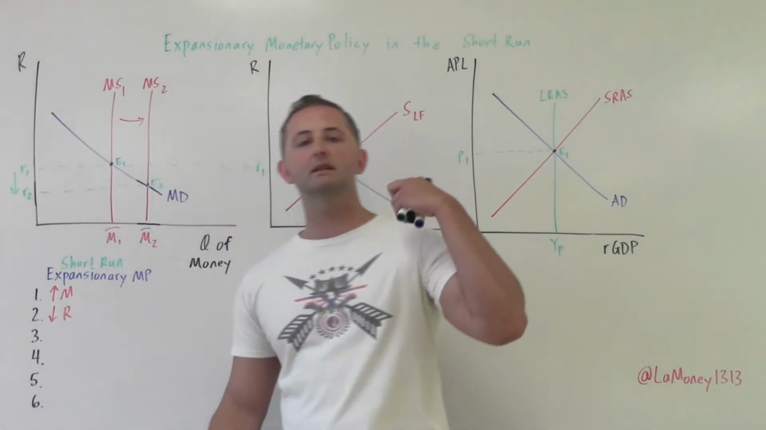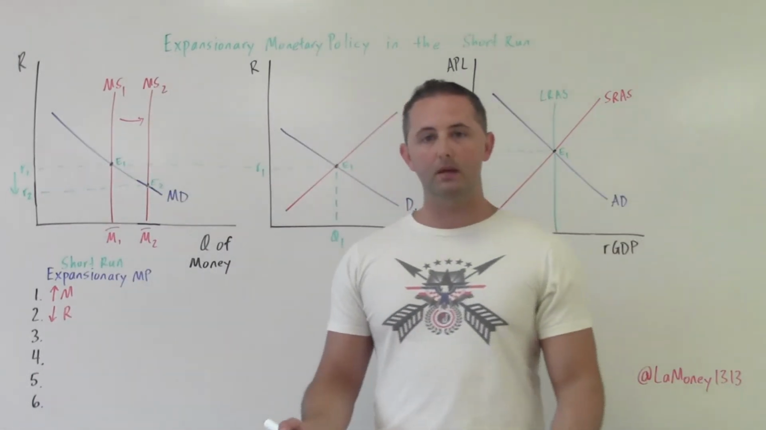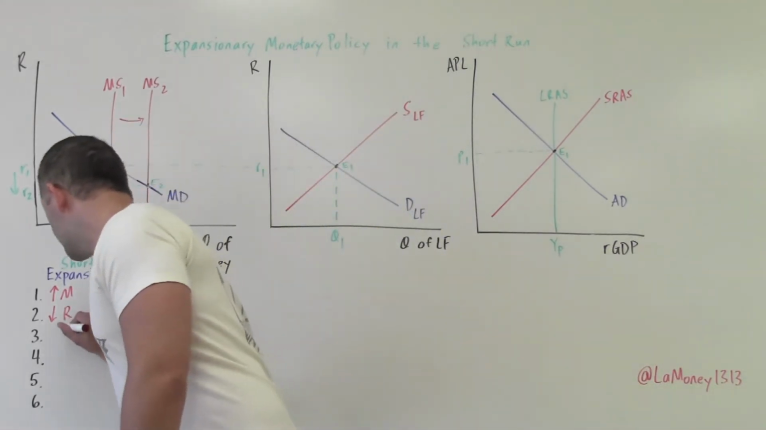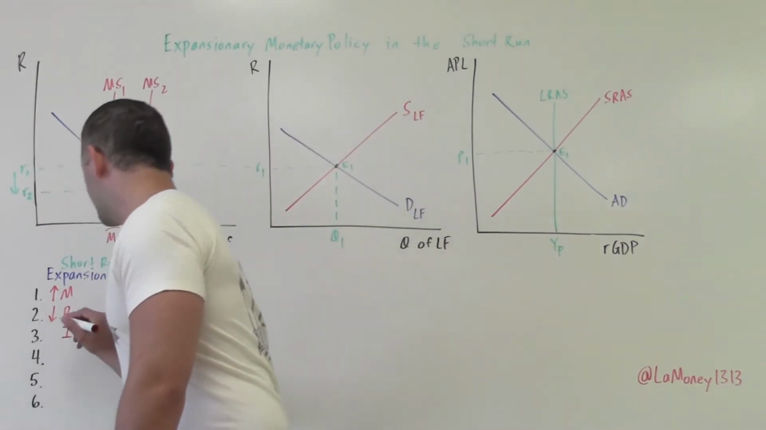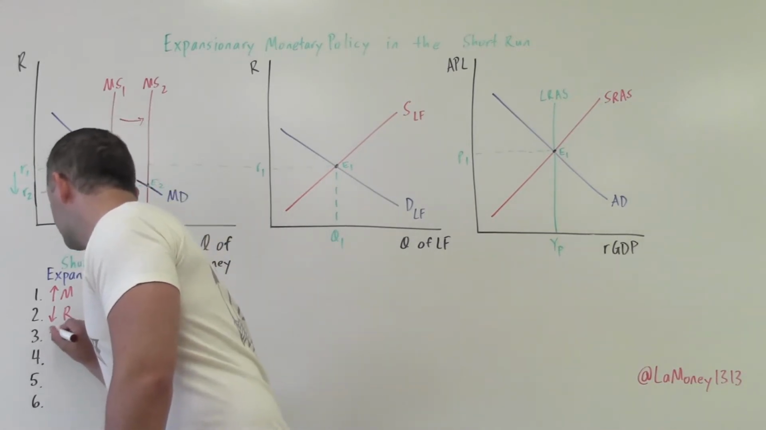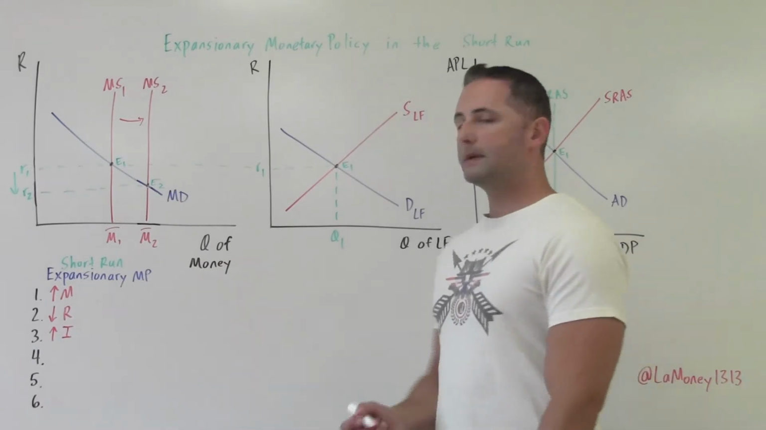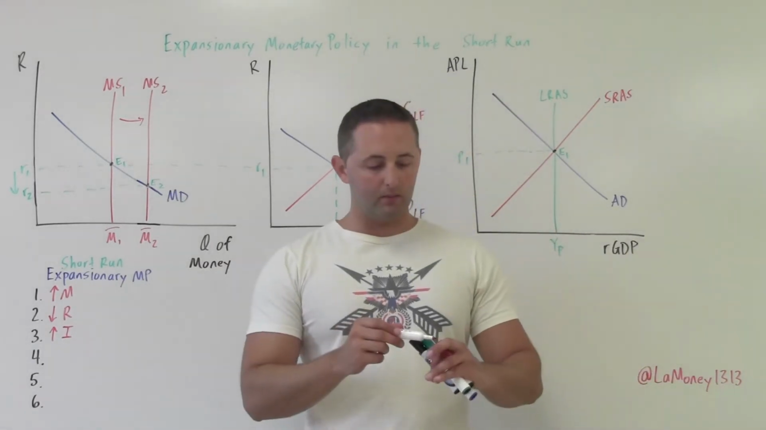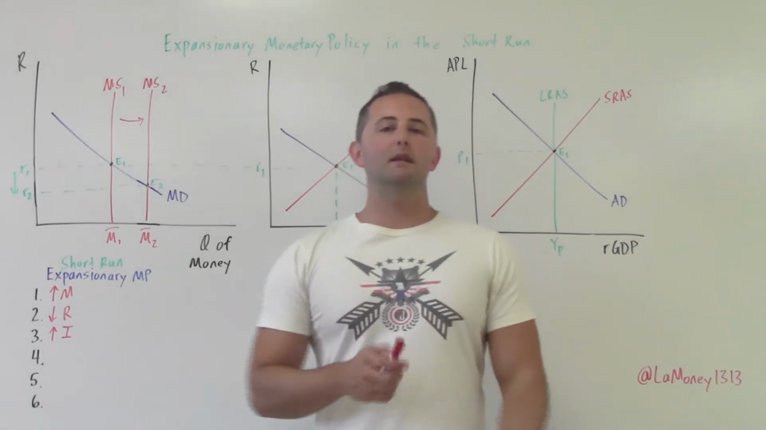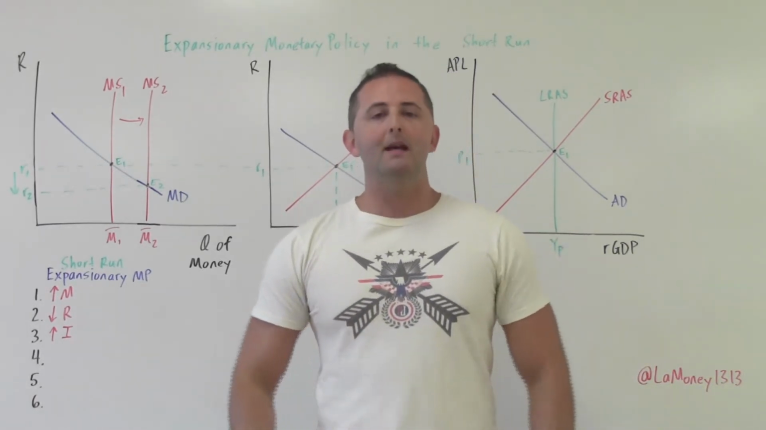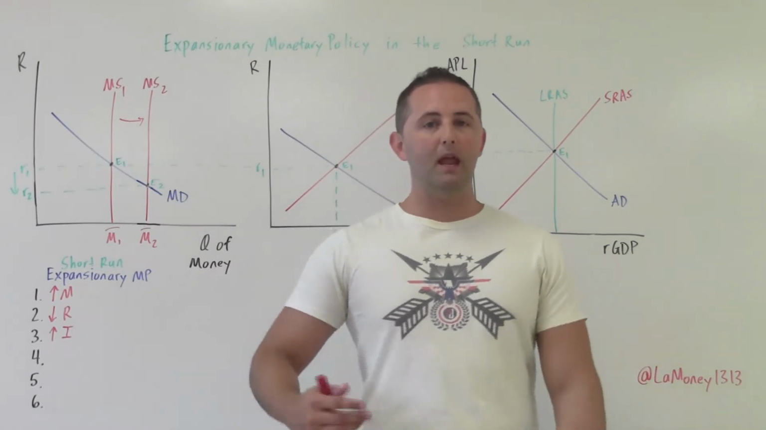So the question next is, what happens to investment spending? Which way is it going to go? And the answer to that is that we know interest rates and investment spending are inversely related. So when interest rates go down, investment spending goes up. And if we don't remember exactly why, just think about it this way. Let's think about what investment spending is. It's spending on physical capital and inventories.